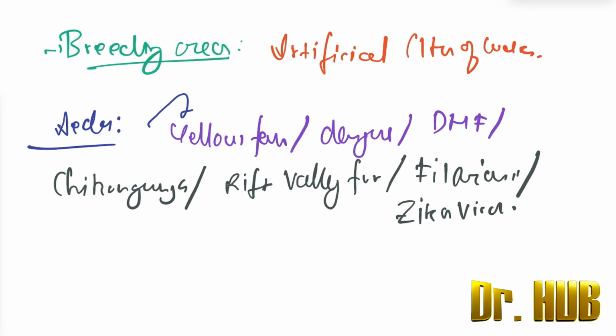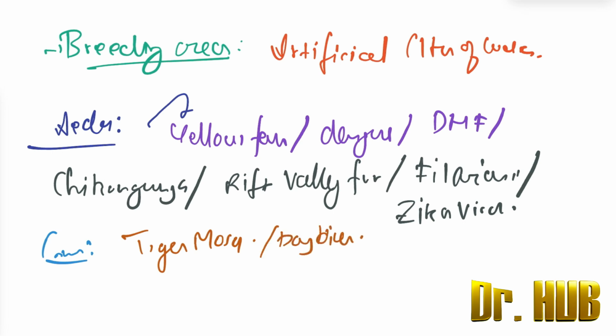Now let's have a look at some comments. They are also known as tiger mosquitoes, and they are day biters. They get the tiger name from the white tiger stripes on the leg. The white stripes on the leg are very significant.